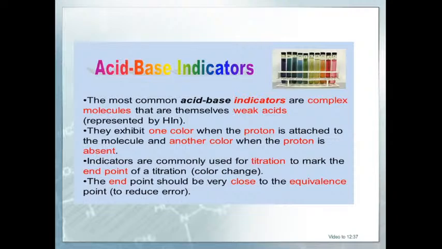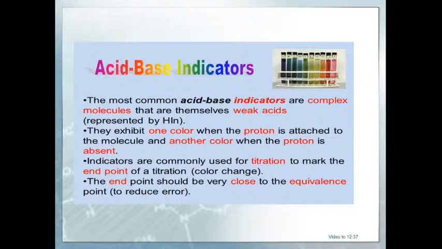If they get the pH more than 7, then obviously they are going to show a different color, and if you find that pH is less than 7, they are going to show a different color, right? So the most common acid base indicators are complex molecules that are themselves weak acids, or sometimes basic in nature also. So they exhibit one color when they are in a neutral form, right? They exhibit only one color when they are in a neutral form.